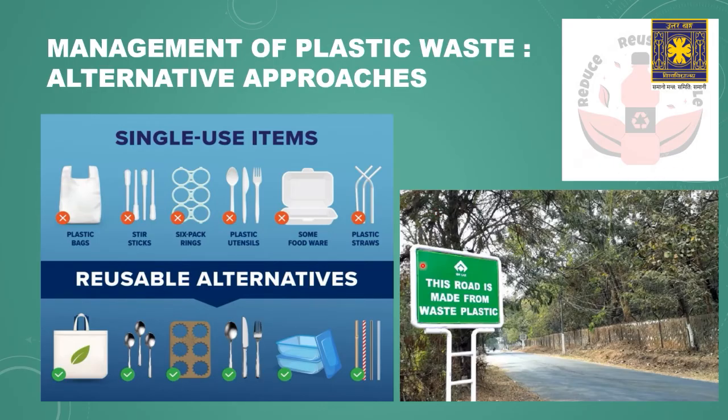In this example you can also see a road that is made from waste plastic. This road is from our own country, where plastic waste has been used for preparing the road like this. So you can see that there are different ways by which you can utilize plastic so that it does not cause potential hazards when it gets landfilled or when it is released into the aquatic ecosystem.